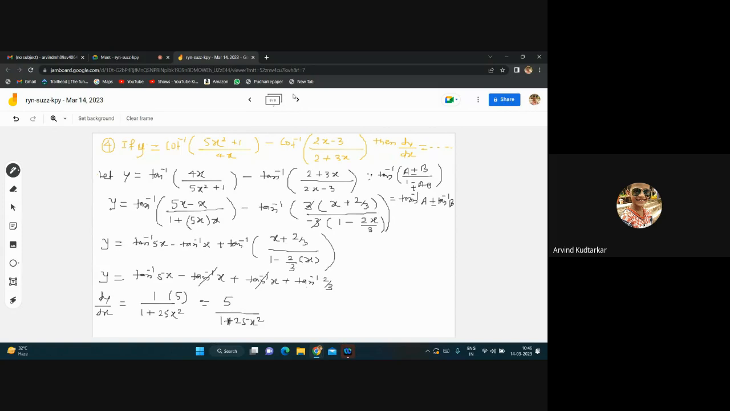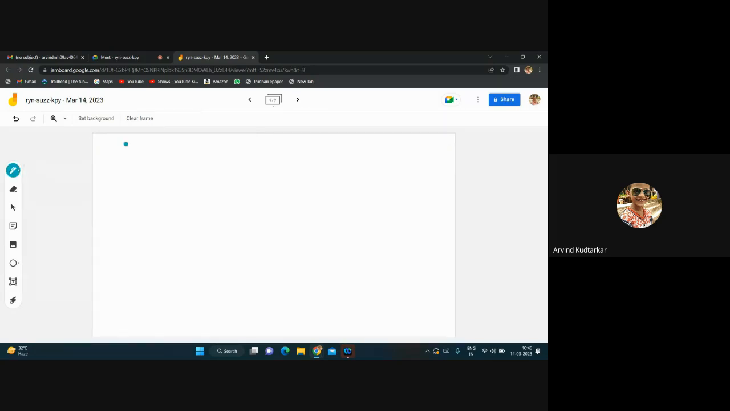Say the next example. If y is equal to sine inverse of x into root of 1 minus x, plus root of x into root of 1 minus x square, then dy by dx is equal to what?